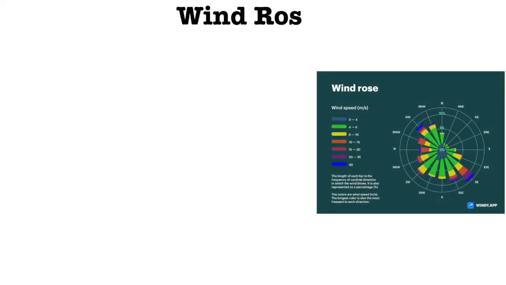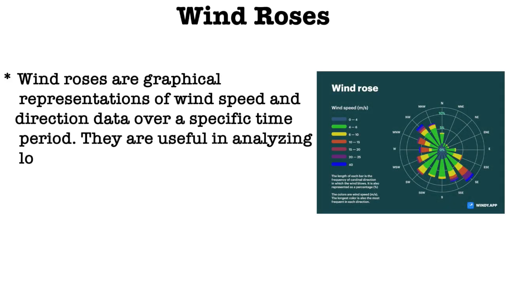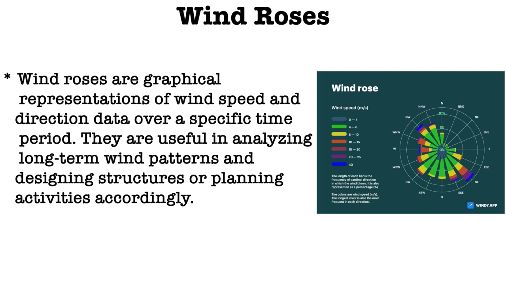Next is wind roses. Wind roses are graphical representations of wind speed and direction data over a specific time period. They are useful in analyzing long-term wind patterns and designing structures or planning activities accordingly.